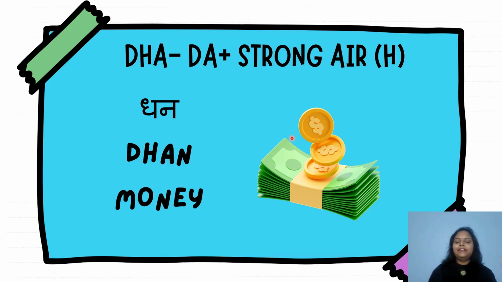Next consonant that we are going to learn today is dha. Dha. Strong air when mixed with the previous consonant, it becomes dha. And the word starting from dha is dhan. That is called money. Money in Hindi is called dhan.